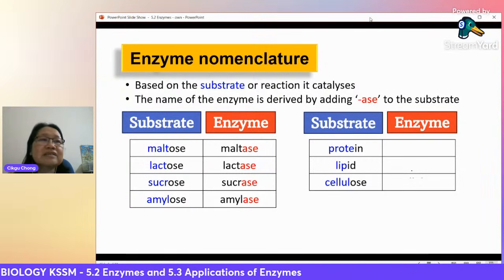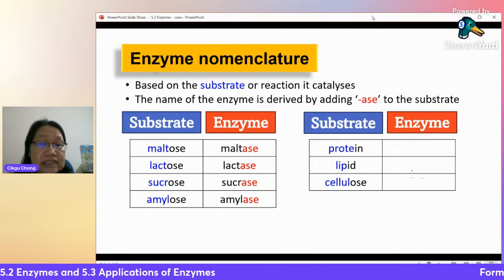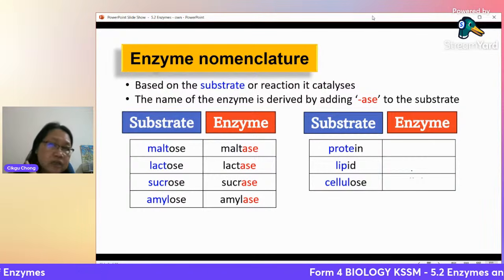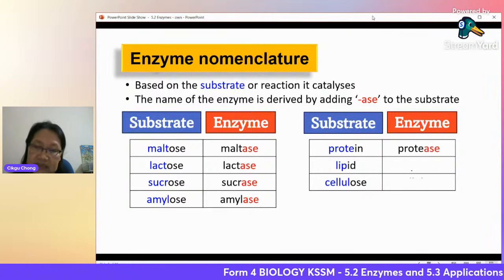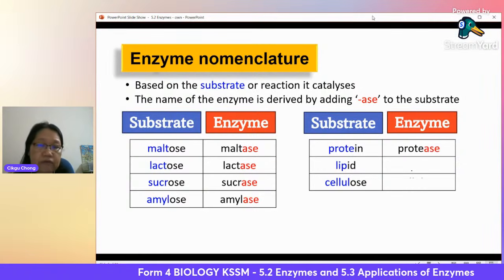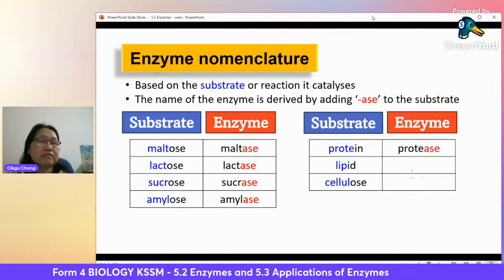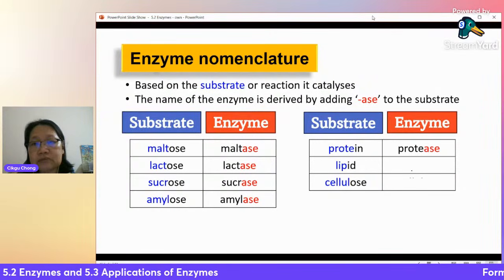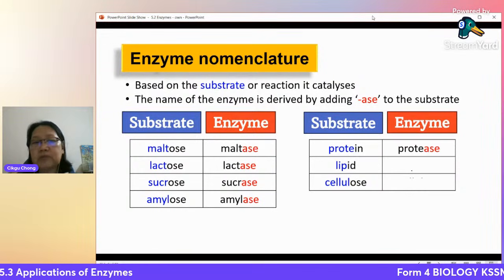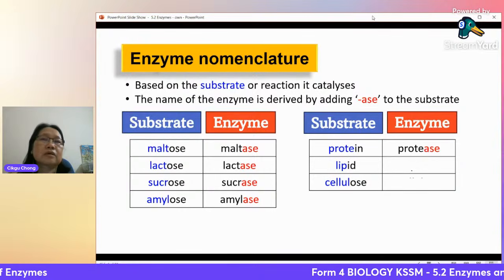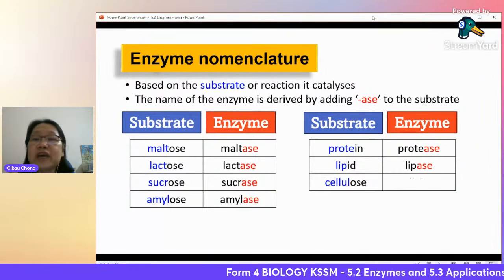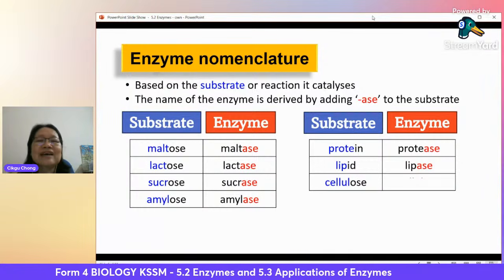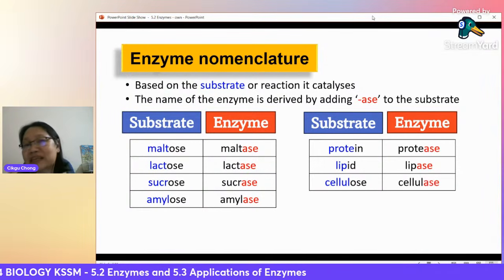All right, then next you have protein. Protein, you take away the IN and put in ASE, so you get protease. Protease is the general name for all the enzymes that catalyze protein molecules. There are many different forms of protein molecules. Lipid, lipase. Don't forget your E, otherwise it becomes lipas. Lipas is the cockroach. Then cellulose, cellulase.